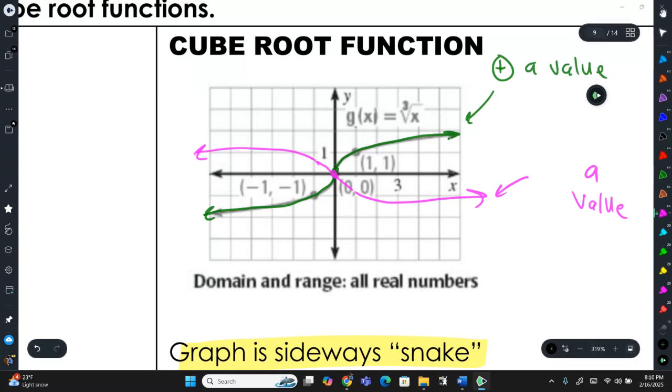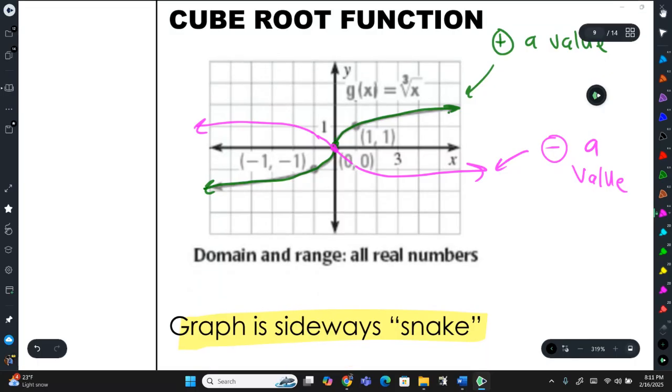So yeah, we don't really have any other points that we're going to plot, so you really need to understand the shape of this. If you just have one point plotted and you just draw a random line, you're not going to get credit for that. You need to understand that it looks like this weird sideways snake or this weird stretched out S.